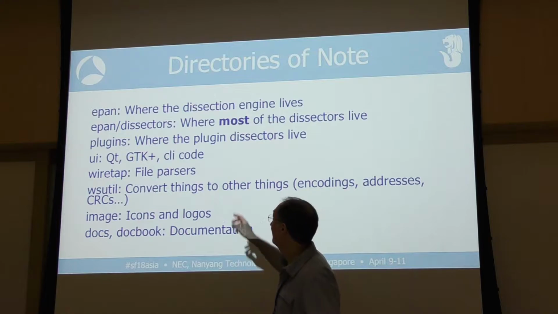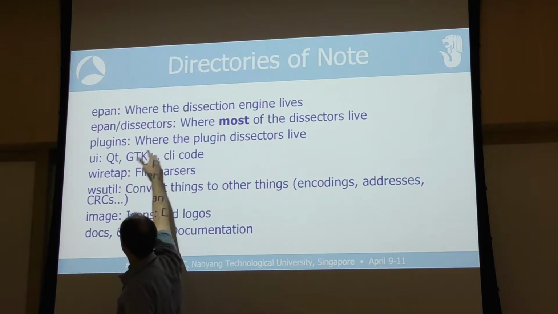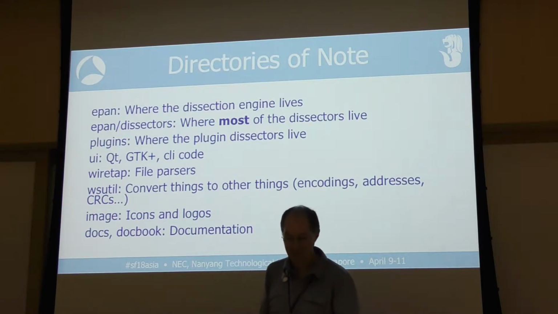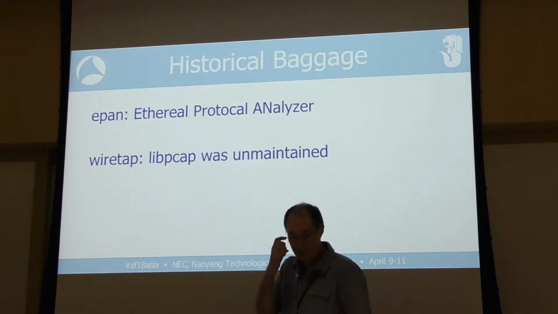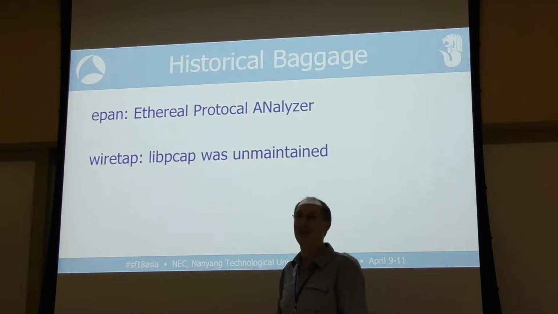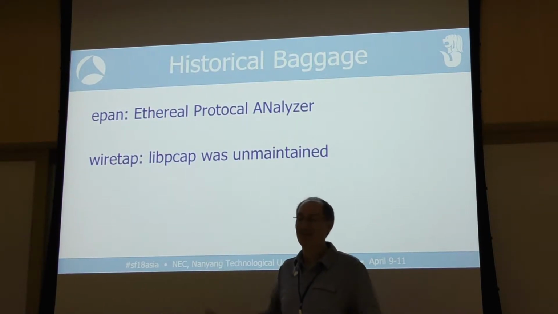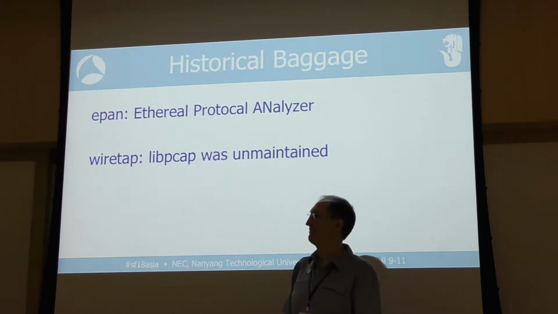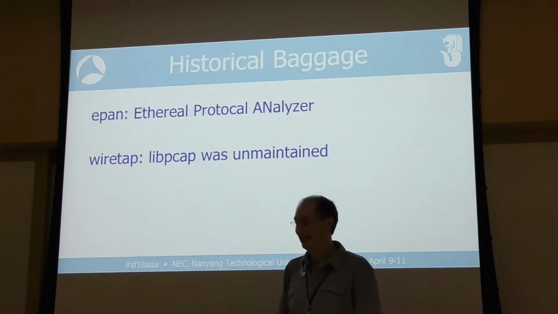You'll notice that epan maybe is a funny directory name, and wiretap is a funny directory name for something that reads files. The reason for those two is that when we very first started out, epan stood for Ethereal Protocol Analyzer. We changed the name of the project, but we still have this directory name. We've never renamed it. So now I think it stands for Enhanced Packet Analyzer. We just retroactively went in and said, okay, that's no longer Ethereal.